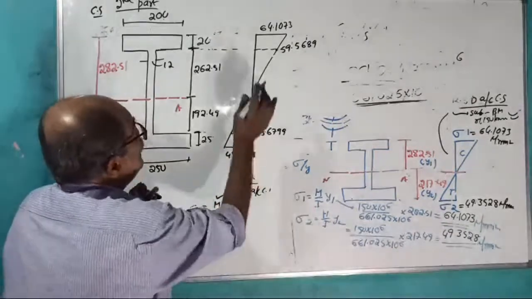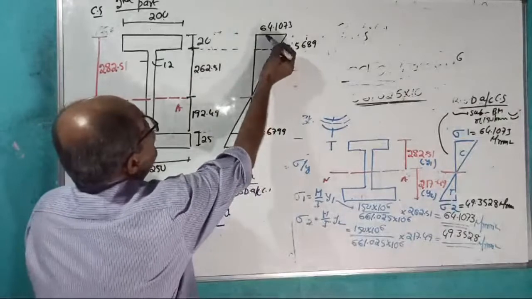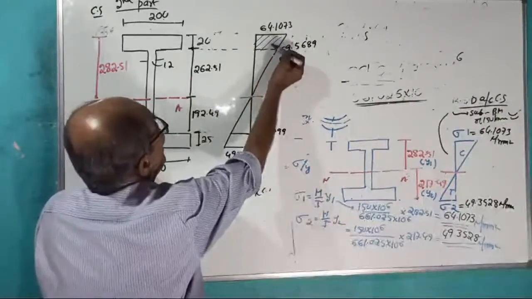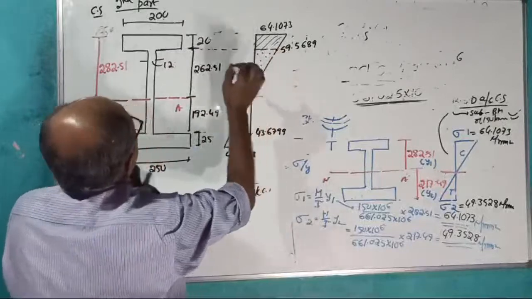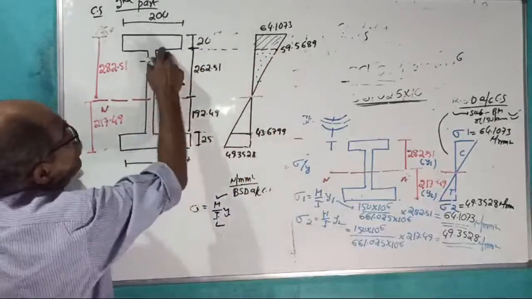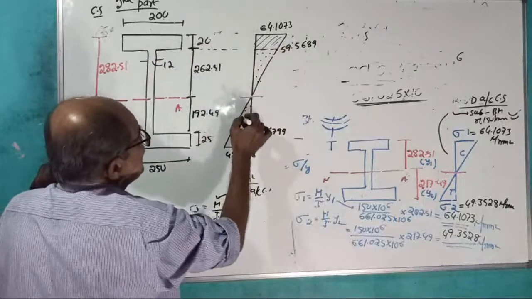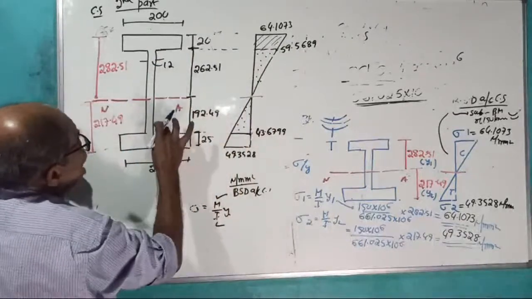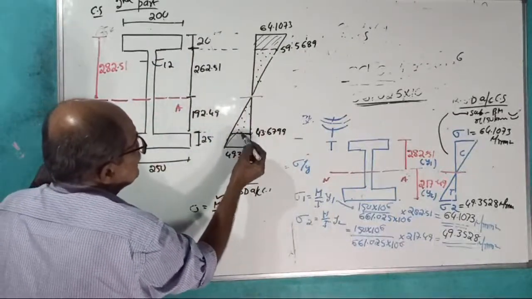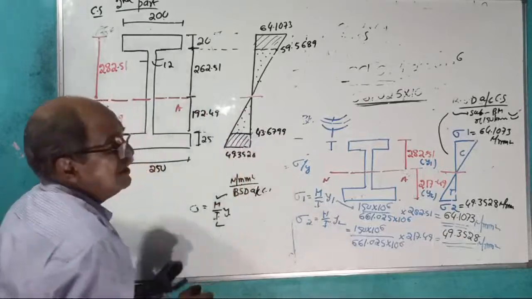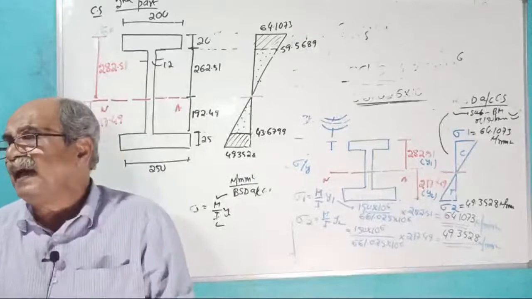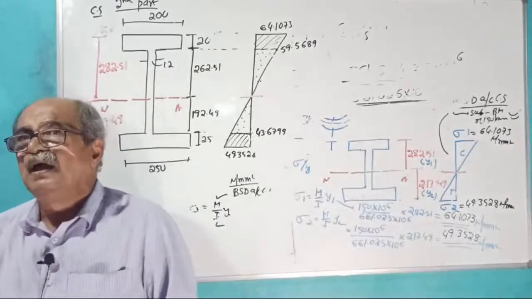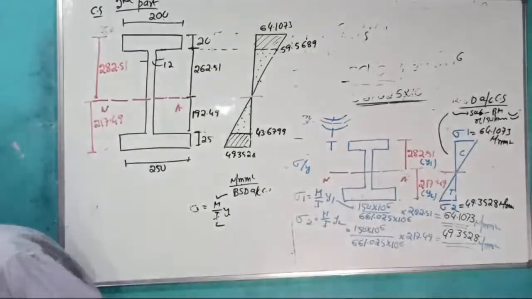This is 49.3528. Remember now, this is the stress diagram for the upper flange. This is the stress diagram for the web above the neutral axis. This is the stress diagram for the web below the neutral axis. This is the stress diagram for the lower flange. Tell me, fully clear or not? Fast you have to tell, time is not there. I want to close today if possible. 10 minutes more I will take.